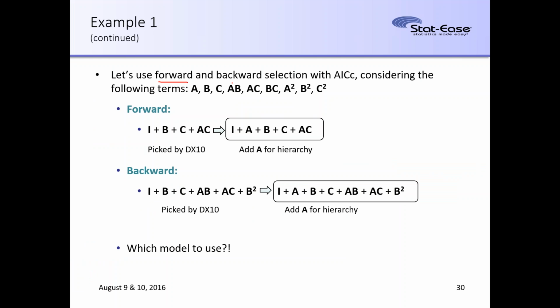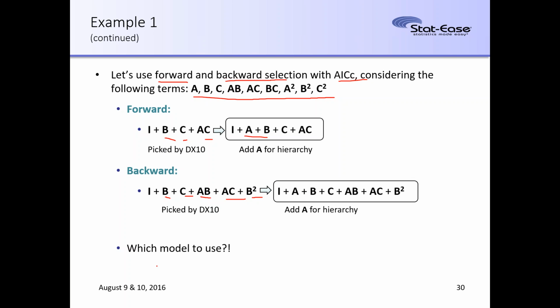For those of you that can't see the text very clearly, we used forward and backward selection here with AICC, considering the full quadratic model. That was our candidate set of terms. The forward selection picked B, C, and the interaction between A and C, and then eventually we added A back in to correct for the hierarchy. The backward selection picked B plus C plus AB plus AC plus B squared, and then added A back in for hierarchy. Now if you use BIC or p-values, you should get something pretty similar. They may be off by a term or two, but AICC is what we're using here.